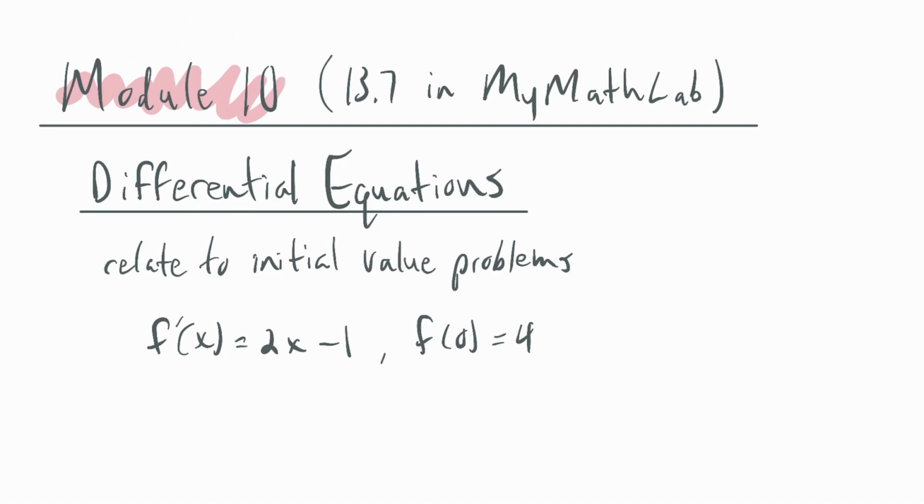Anyway, basically, a differential equation is an equation that has a derivative in it. You can see this example here. We have f prime of x equals 2x minus 1, right? We're going to solve this equation, and it's basically just an initial value problem. We've done this before. Now, there's two ways to approach this.